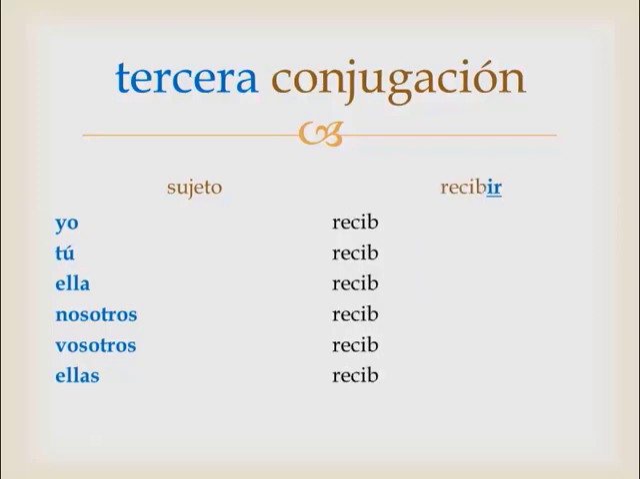Another verb that ends in IR, so you can see the endings in another third conjugation verb. Yo recibo, tú recibes, ella recibe, nosotros recibimos, vosotros recibís, ellas reciben. O, es, e, imos, ís, en. Those are the terminaciones for verbos en la tercera conjugación.